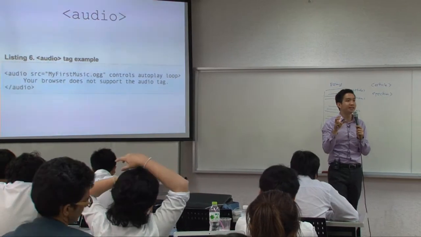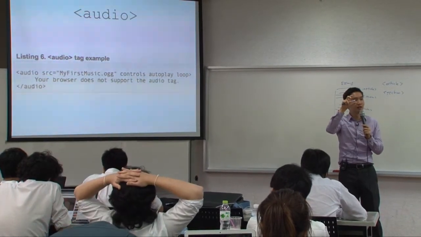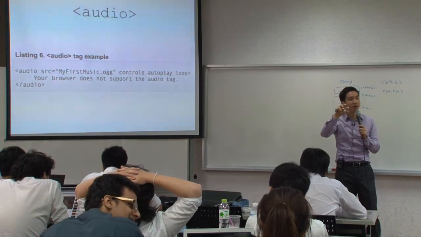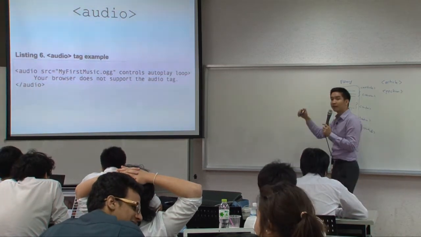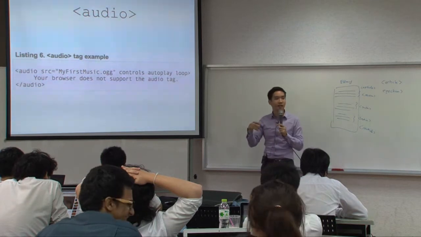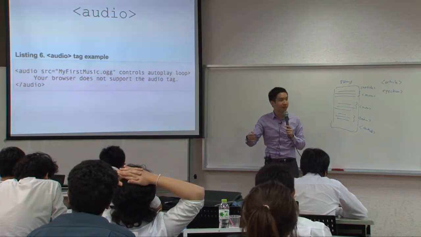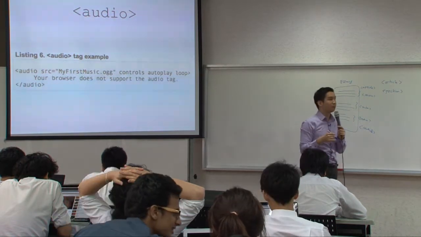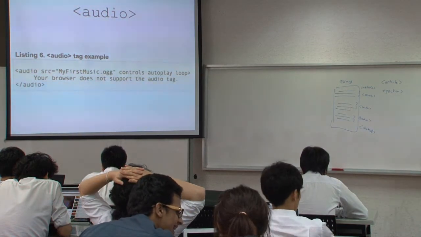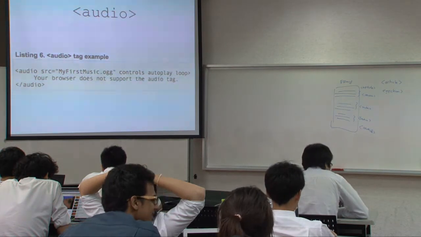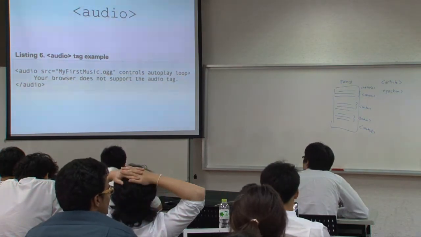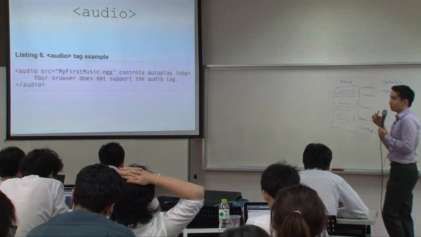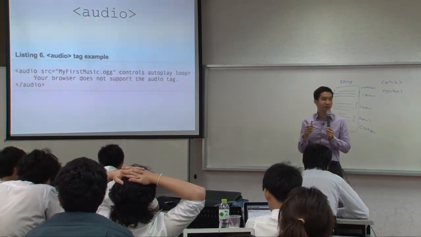Controls simply says that you want to allow the user to have controls to control the audio player. And autoplay simply means that you want it to play immediately when the page loads. And loop is just to have the ability to loop. Now, the text inside should be self-explanatory.